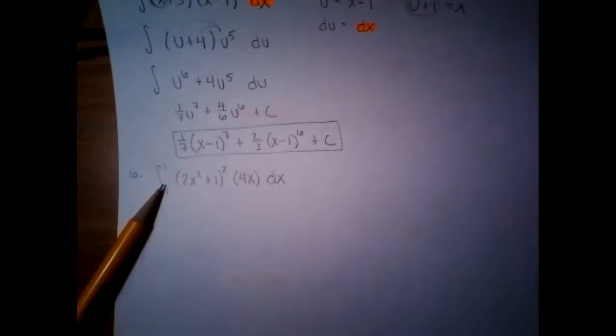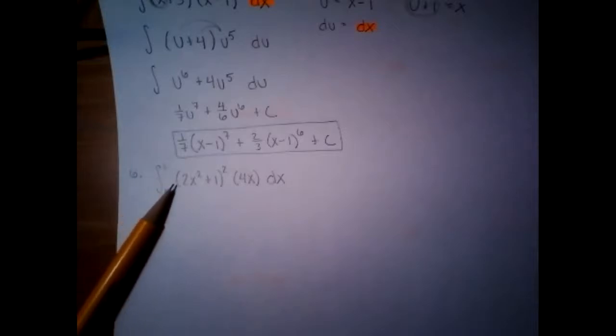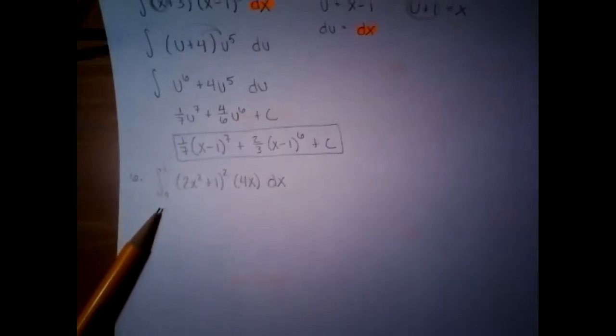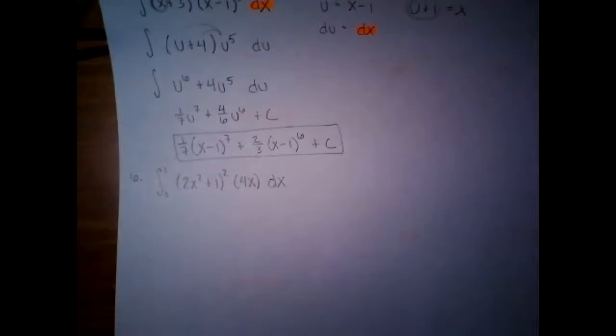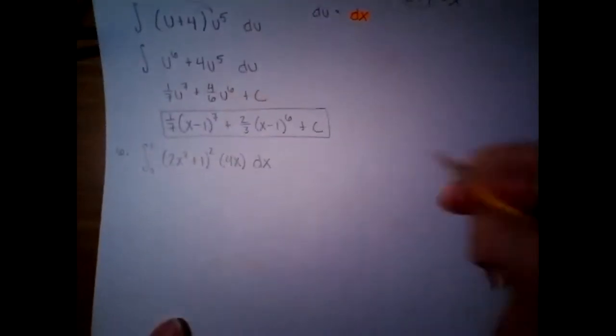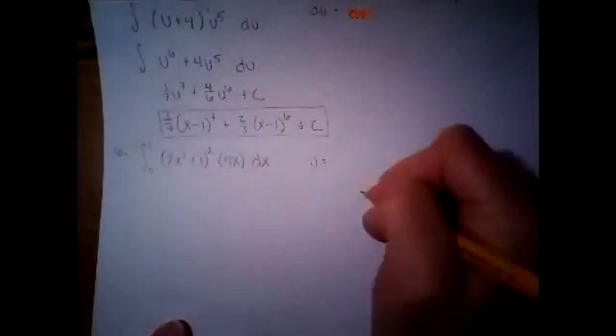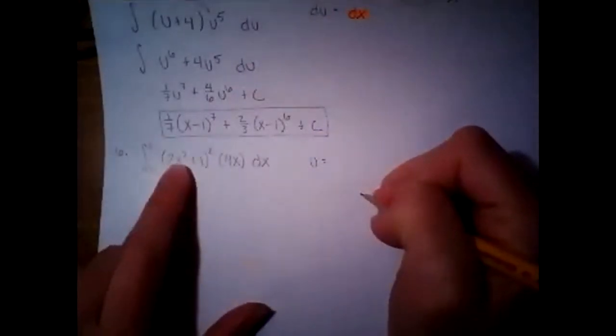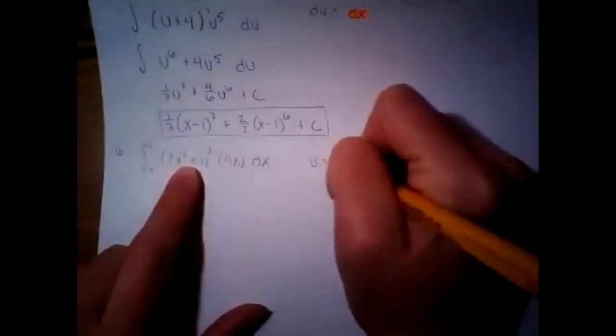So we're not going to have a plus c. This is a definite integral. We're going to do the antiderivative and then upper boundary minus lower boundary. All right, so for this one, we're going to let u equal this inside stuff. So 2x squared plus 1.